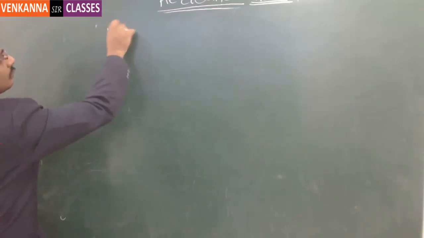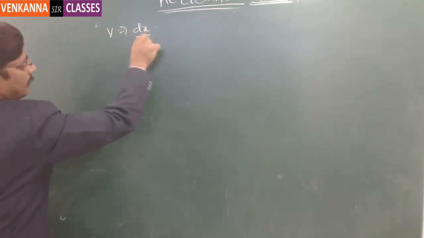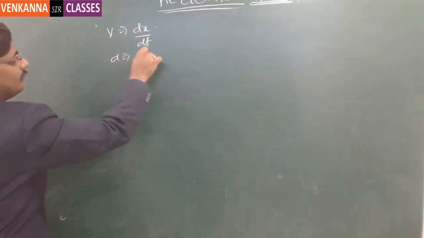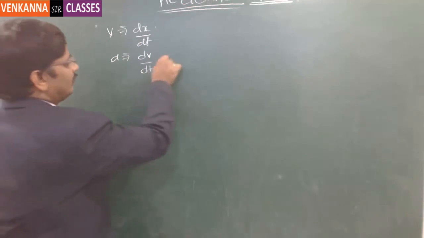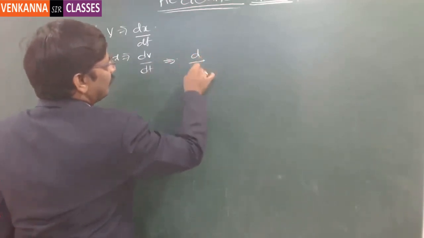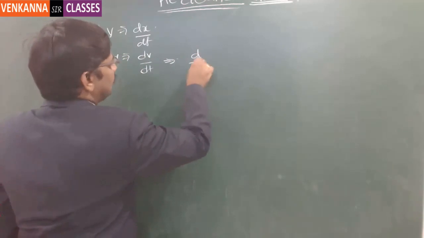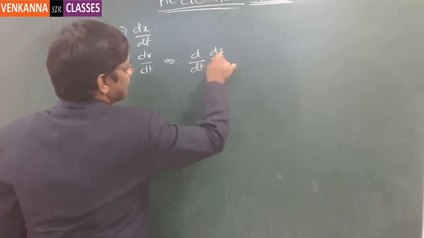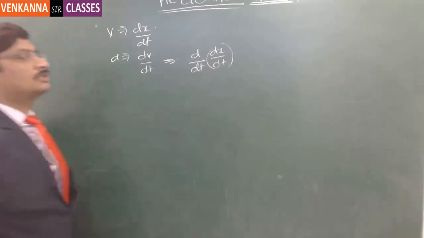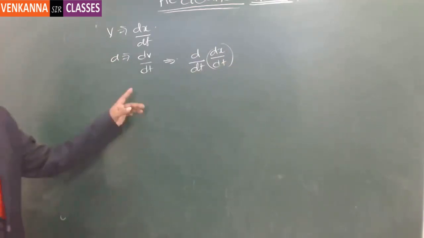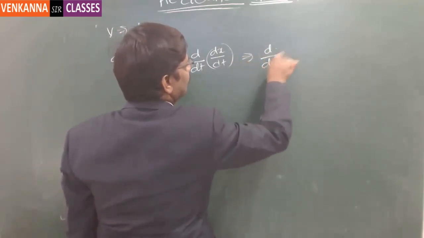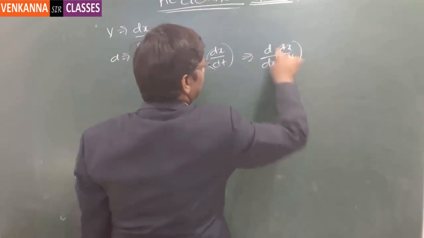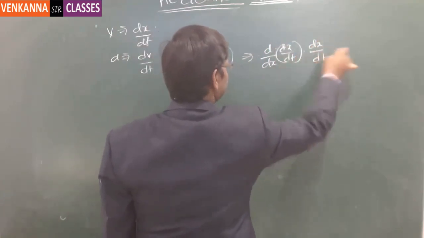So, we finally concluded that velocity is equal to dx by dt and acceleration is equal to dv by dt. But this dv by dt we can even write as d by dt of dx by dt. Right? What I will do is make it d by dx into dx by dt into dx by dt. This is as per the chain rule.